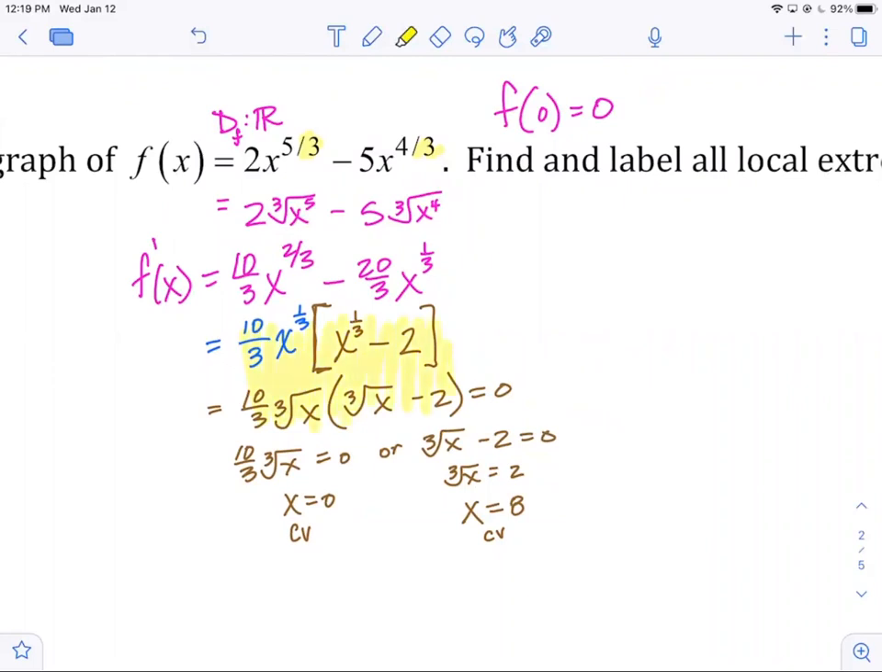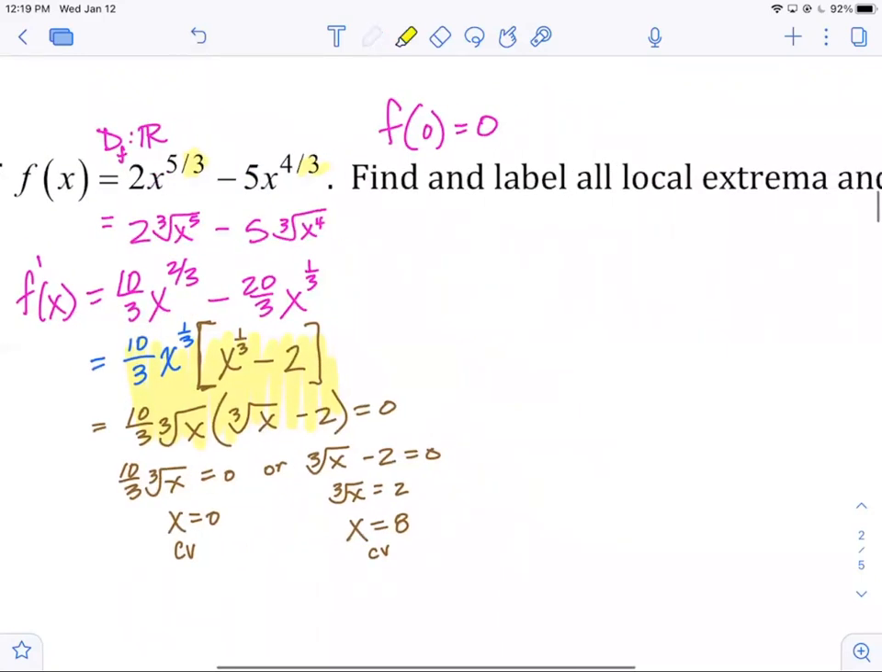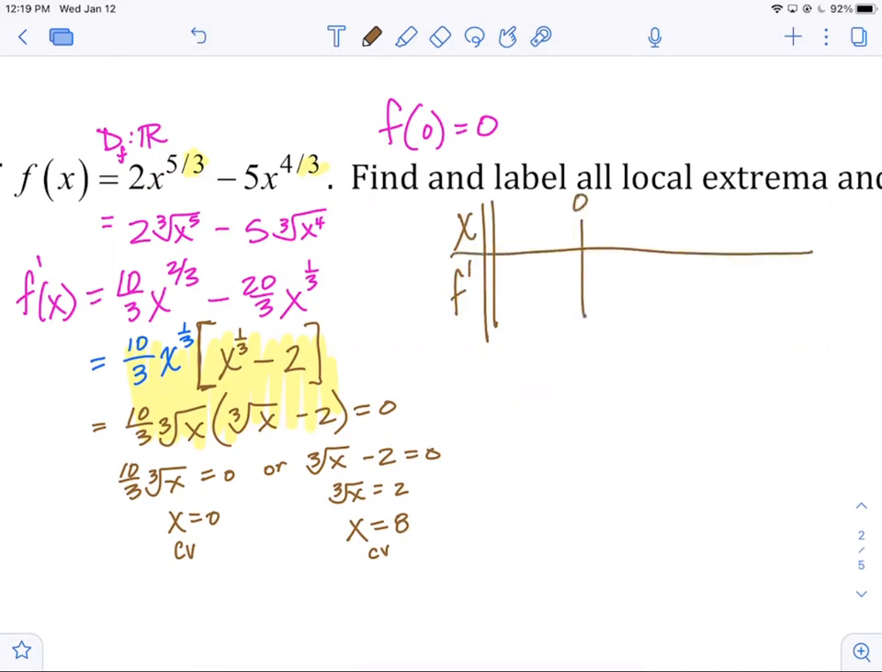I'm probably going to plug into the bottom one because it's radicals, and I still to this day think better in terms of radicals when I'm evaluating than I do with rational exponents. So now I'm going to come over here to the side of my workbench, and I'm going to set up my number line chart for the first derivative. So we got x and f prime. I got 0 and I got 8.